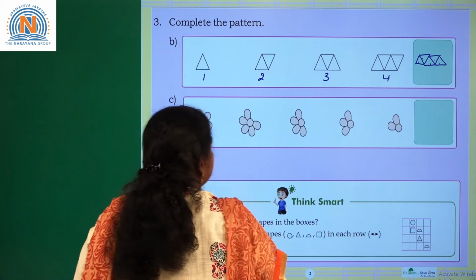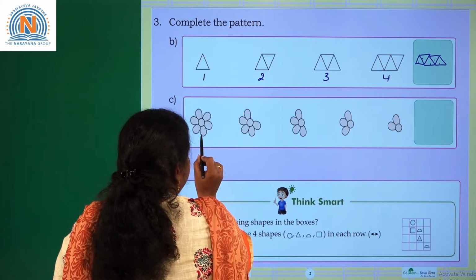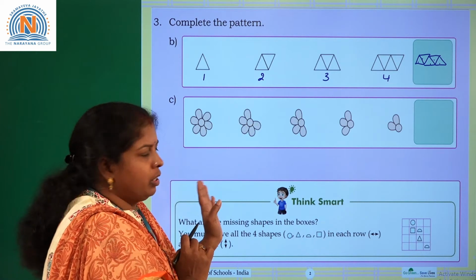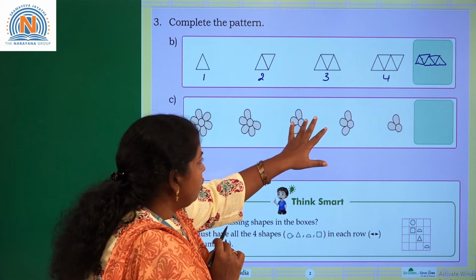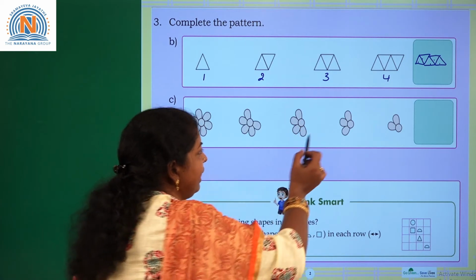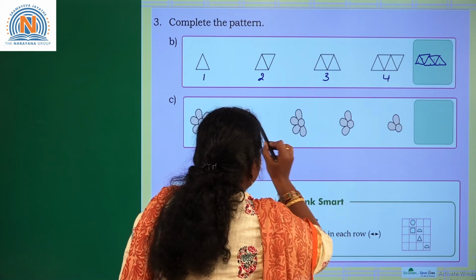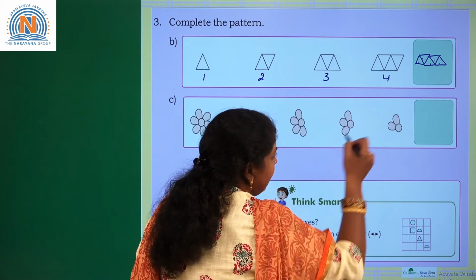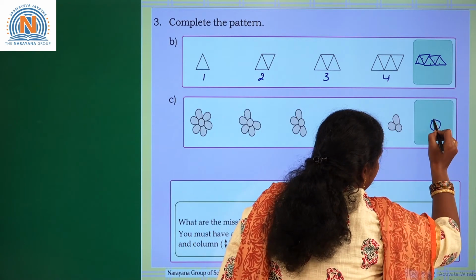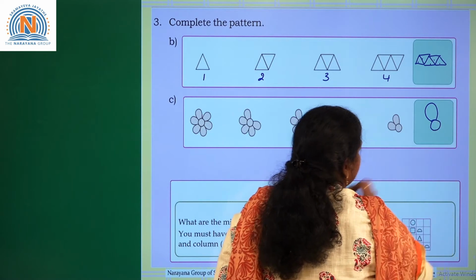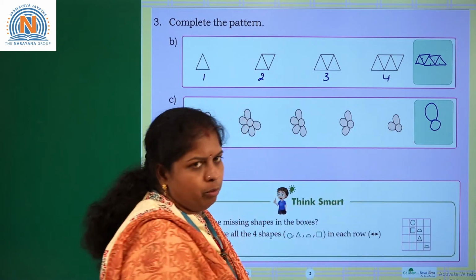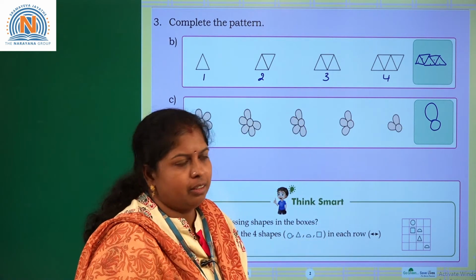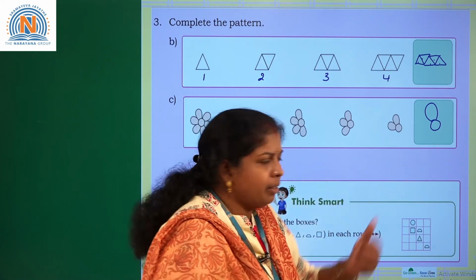Okay, right. In the next one flower is there and in the next one a flower petal was removed. In the next figure 2 flower petals were removed. In the next one 3 flower petals were removed. Here 4 flower petals were removed and now in the next figure you will have only 1 flower petal. 5 petals you have to remove. Then there will be left with only 1 petal for this flower. This is the last step of our pattern.